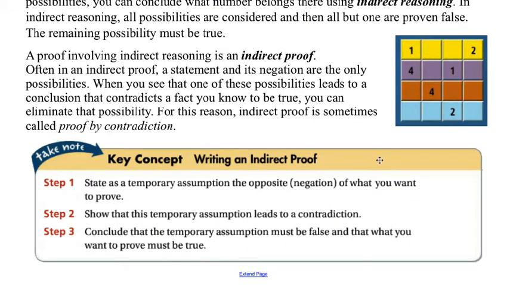Okay, so here is your process for doing indirect proofs. The first step you're going to do is you're going to assume the opposite of what you want to prove. And then once you make that assumption, you're going to show that it leads to a contradiction. That's your second step. And your third step will be to go ahead and conclude that the assumption you made is false, and so therefore what you want to prove is true. So it's kind of a backwards way of proving things.